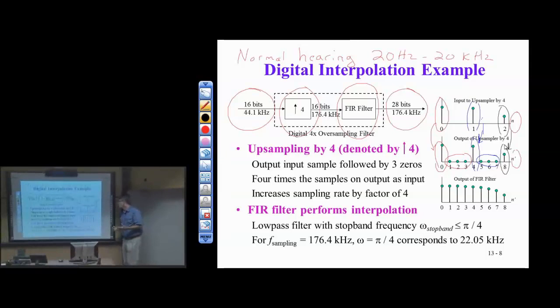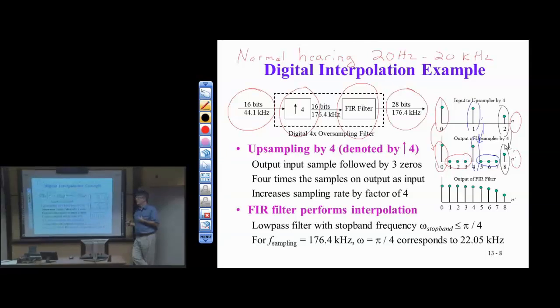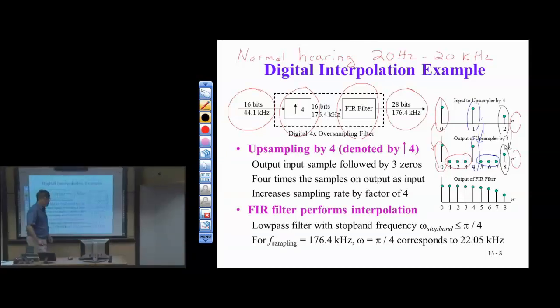Now, what's the downside? What's the problem with the output of the upsampler? I got 3 artifacts per sample. Can you tell me what those artifacts are? Zeros? And why is it an artifact? It's not the original signal.